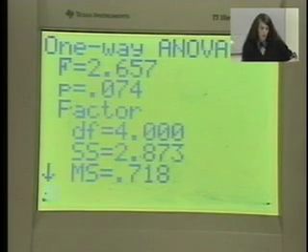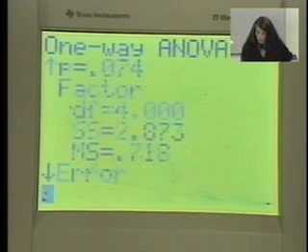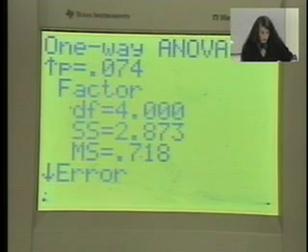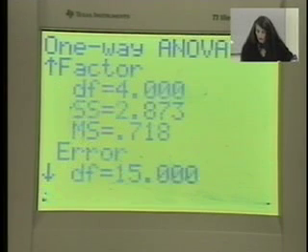One-way ANOVA gives us the F, which is the test statistic. Remember, this is a hypothesis test of 2.657. The p-value, the little p, is 0.074. We have the factors, DFs are 4, and then we have SS, which is called a sum of squares, and MS, which is a mean sum of squares, and we have what's called the error, which gives degrees of freedom of 15.